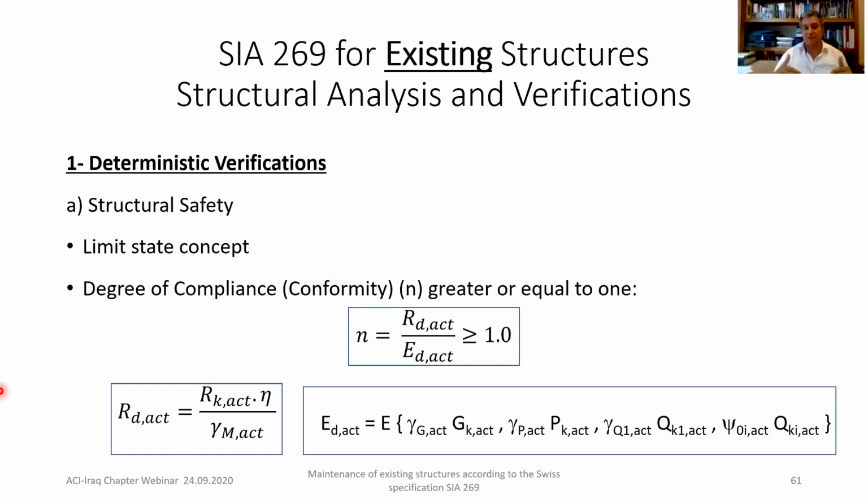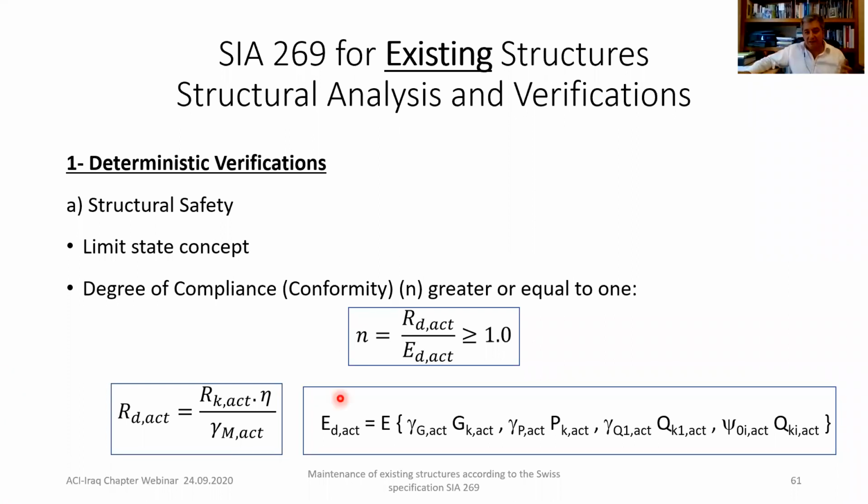It has a progressive shape. That means we start with simple information, a simple understanding, and a simple calculation for the structures, and what we call deterministic verification. What I mean by deterministic verification is that we are using the same concept of the limit state design code, that means with factors of safety.